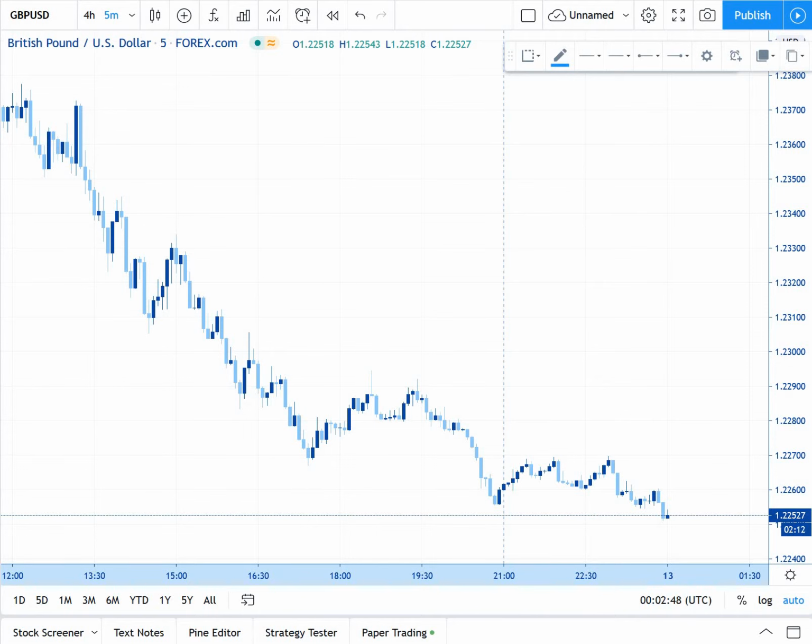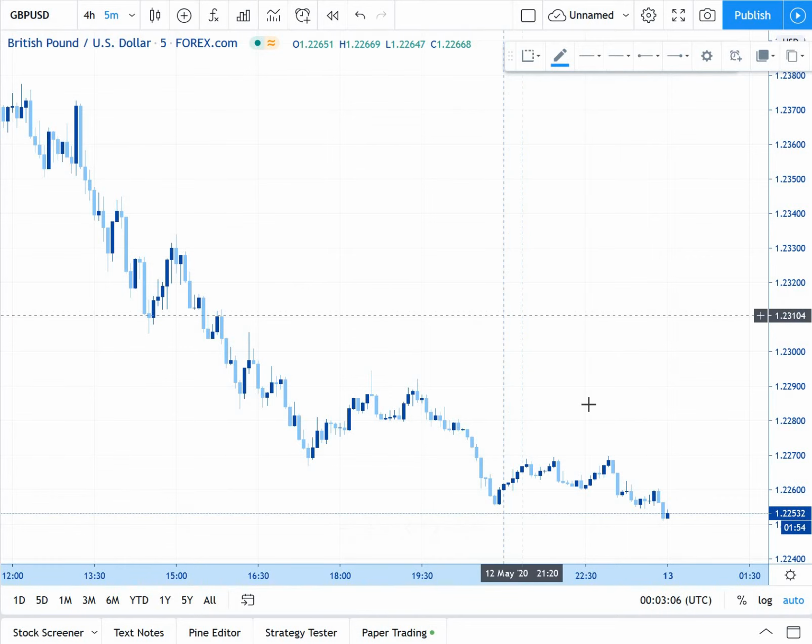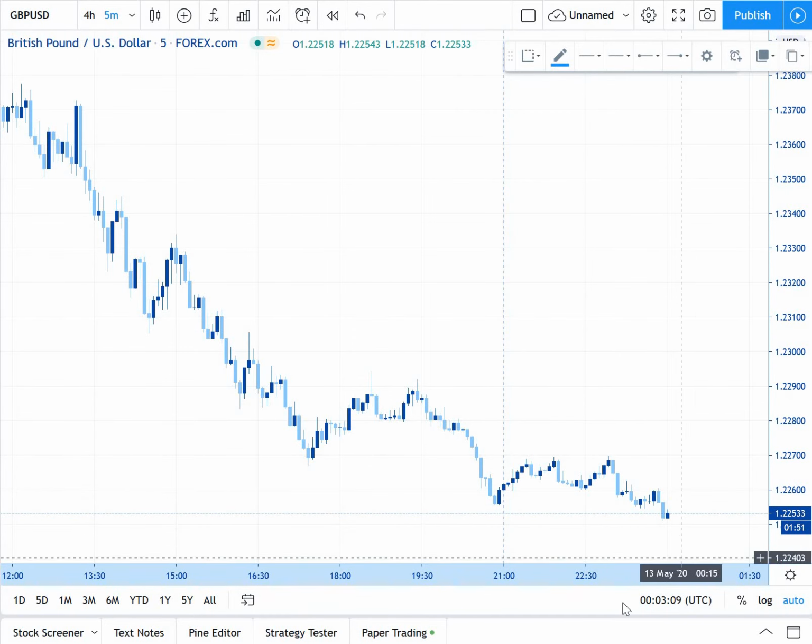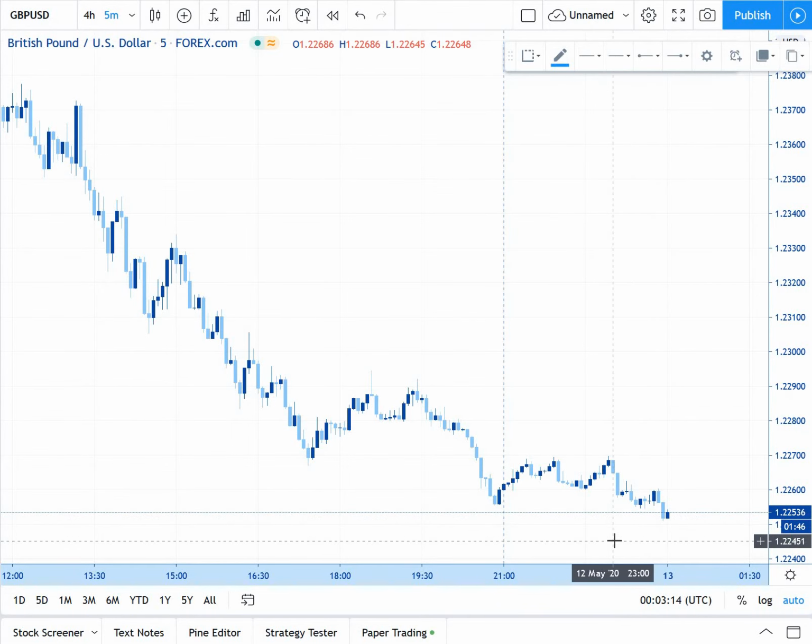This is the pound US currency. I'm using a TradingView demo account. You see here, deeper trading. This is the current time, and we're here, 122.53. I want to sell it, but I'm going to wait for it to come up a little higher.